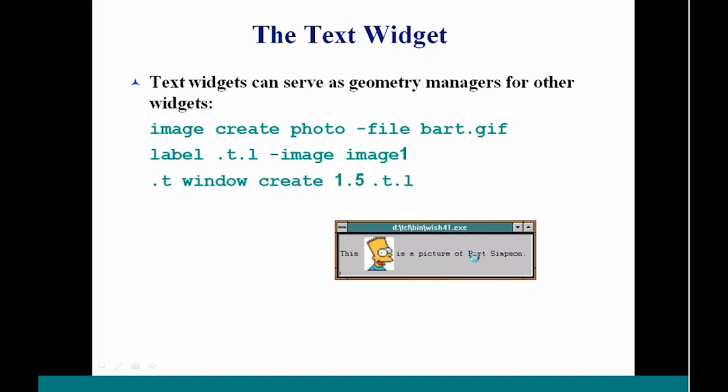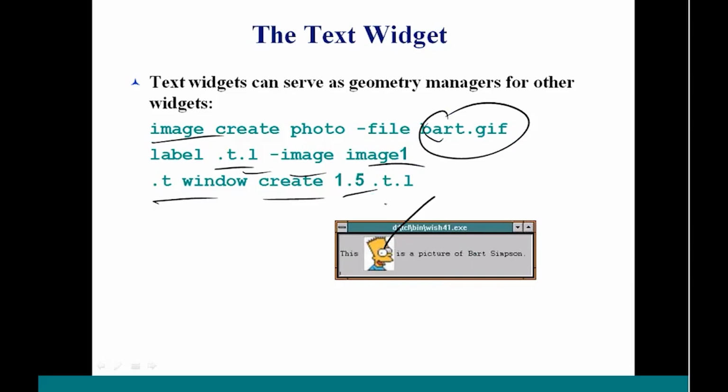So here is one quick example, which also uses this new command called image. Using image, we create a photo with a dash file called bar.gif, which is this one. Now we say t.l image1, and then t window create 1.5 to t1, and then that brings up this window here.